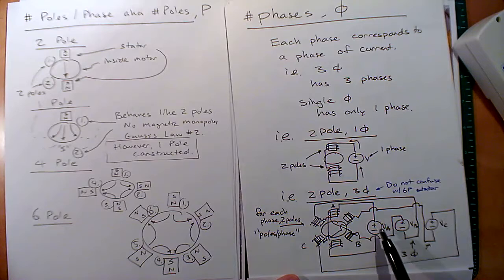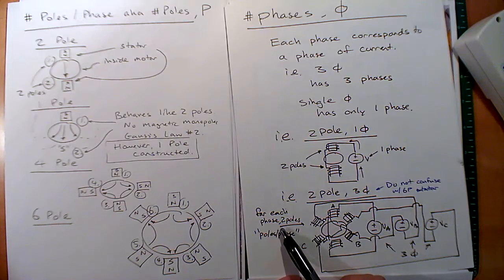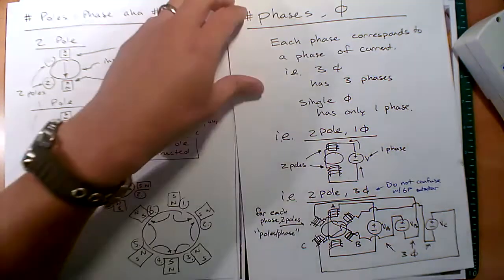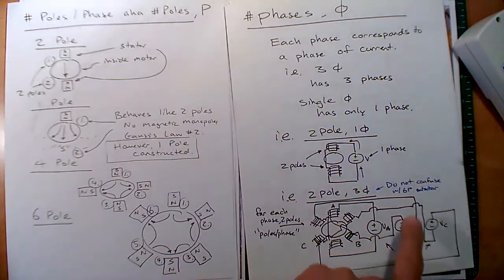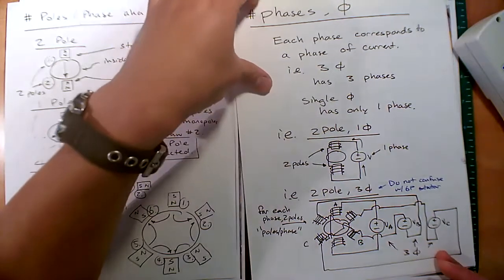But notice you have three phases, 1, 2, 3, and look at phase A. It's going to A and A prime. You have B, which is going to B and B prime, and C is going to C and C prime. So when we say poles, we really mean two poles per phase, or three poles per phase, or six poles per phase. So it's really poles per phase. I have a note here: don't confuse this with a six-pole stator, because of this same explanation. It's really poles per phase.